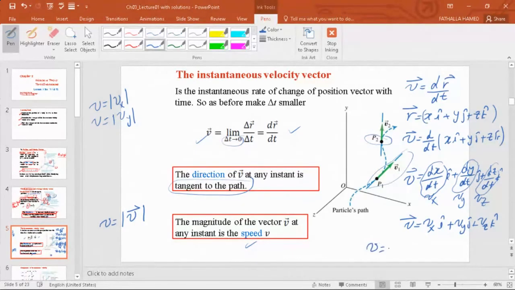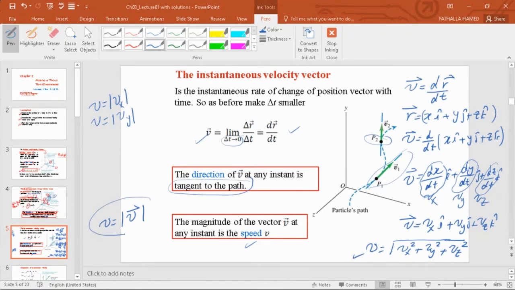If I write it this way, that means I'm interested in the speed, and the speed is the magnitude of this vector. So if you want to calculate that, it will be the square root of vx squared plus vy squared plus vz squared. We don't put a plus or minus here because I'm interested in magnitude, and the magnitude has to be positive. So I'm taking the positive root only. That basically gives my speed, and that's why you say the speed is the absolute value of my velocity.